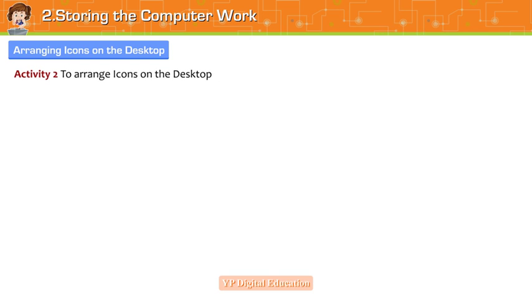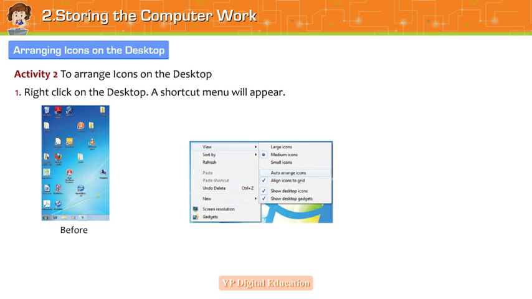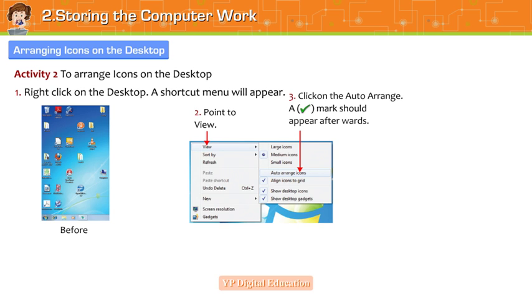Activity 2. To arrange icons on the desktop. 1. Right-click on the desktop. A shortcut menu will appear. 2. Point to view. 3. Click on the Auto Arrange.